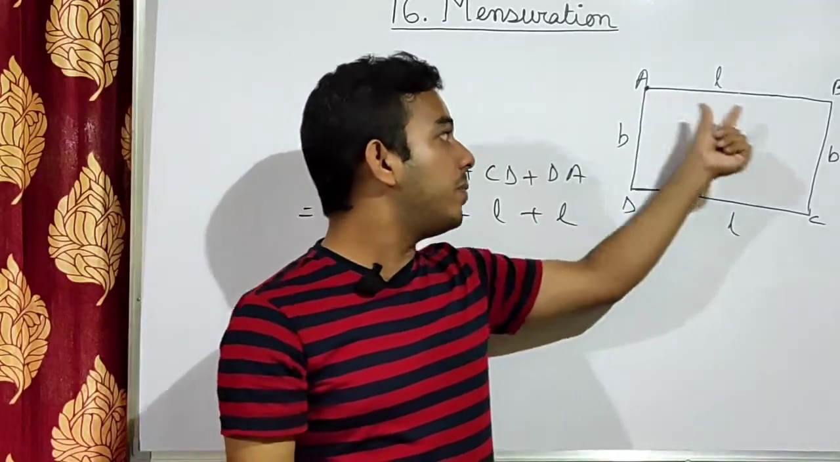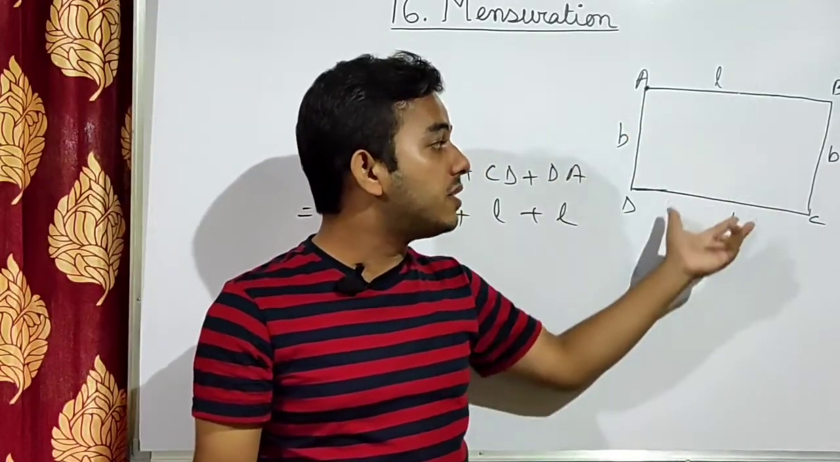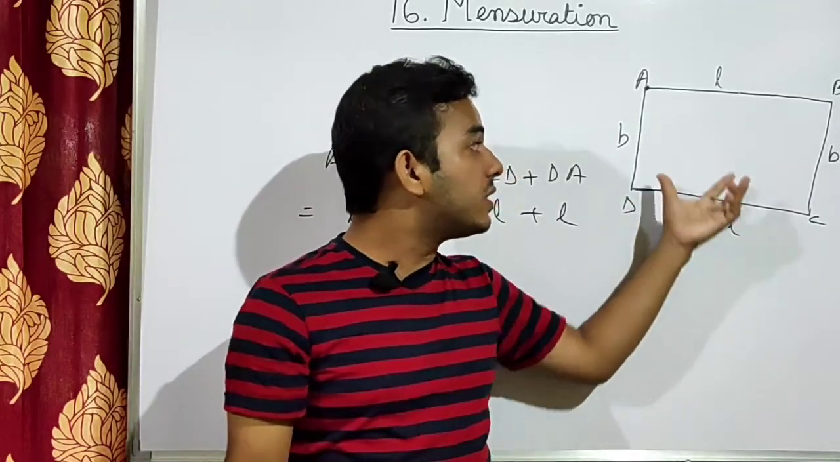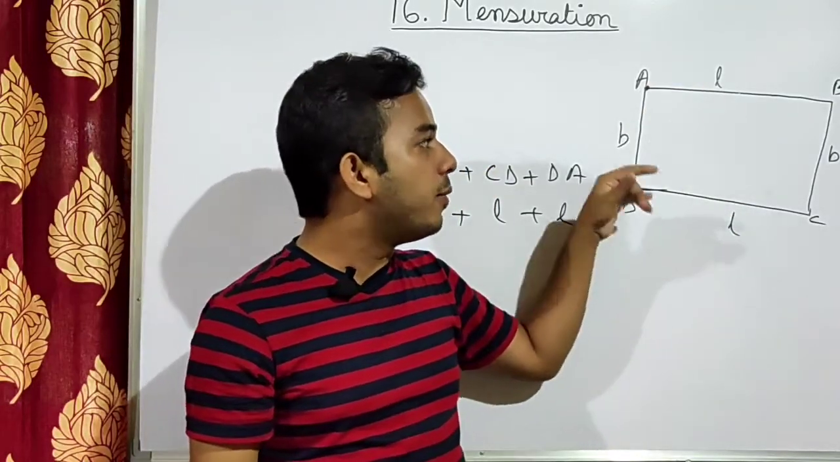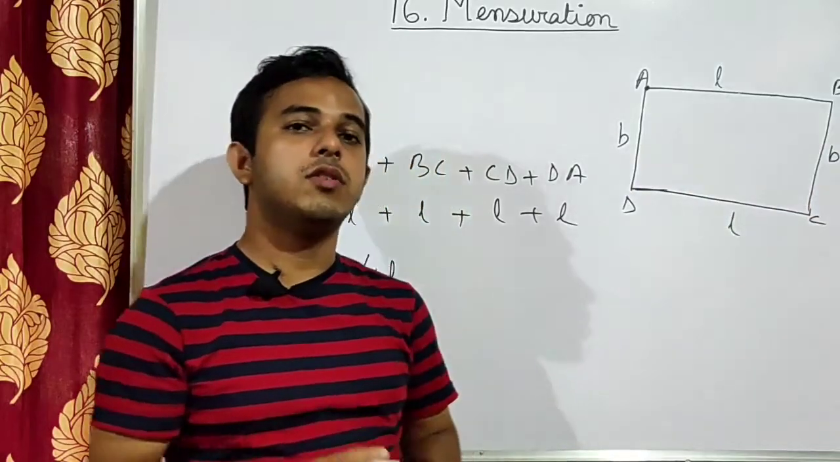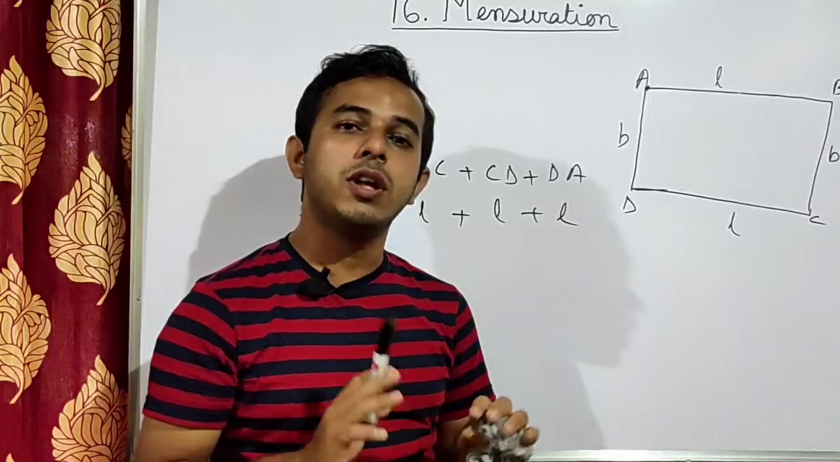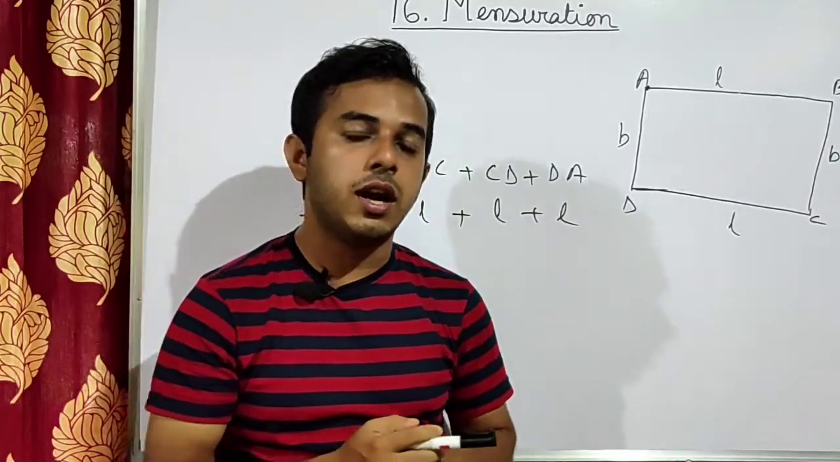Same like this, AB and DC are opposite sides, right? So opposite sides are equal. AB, the opposite side of AB is DC. Both of them are equal. The opposite side of BC is AD. These opposite sides of the rectangle are equal. Okay, this is one property of a rectangle, that is, the opposite sides of a rectangle are equal.